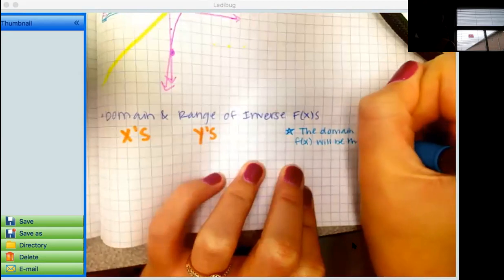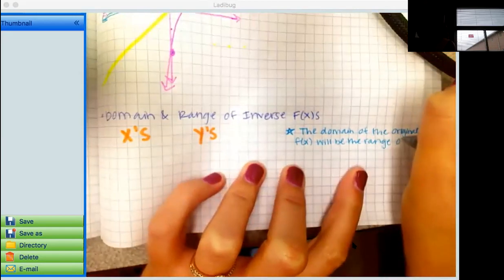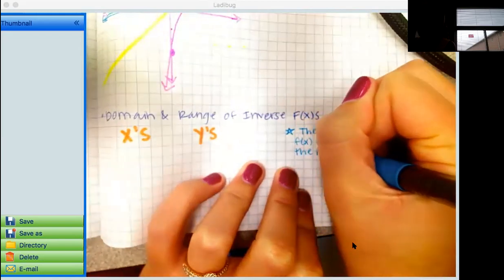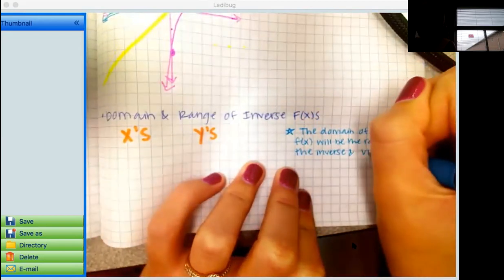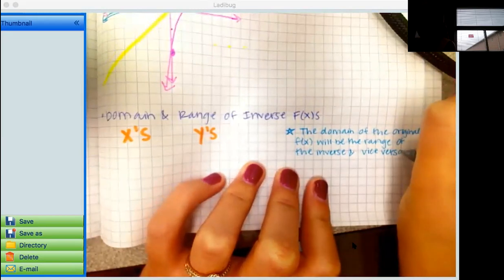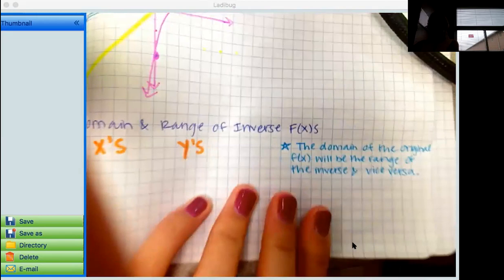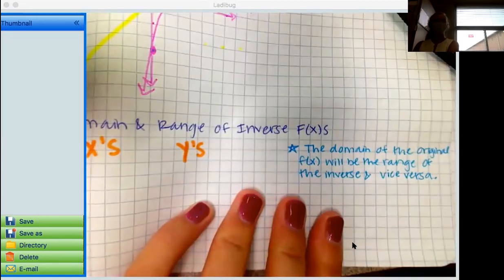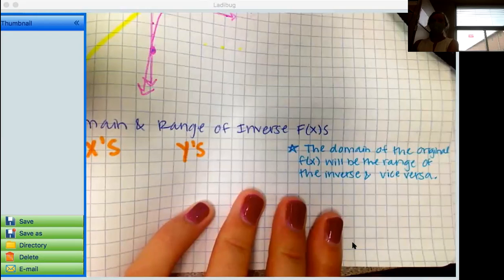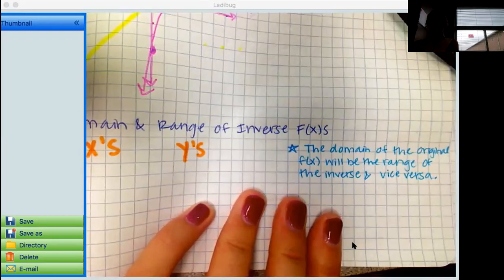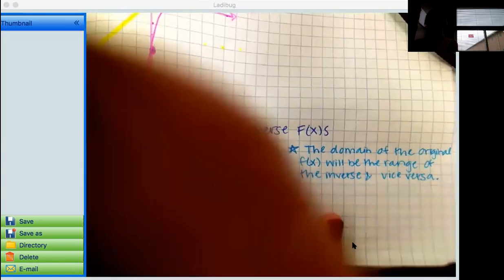Will be the range of the inverse and vice versa. Are y'all fine if I just say it one way? Can I put vice versa at the end? Okay. Is that better, Chris? I'll read it to you. The domain of the original function will be the range of the inverse function, and vice versa.